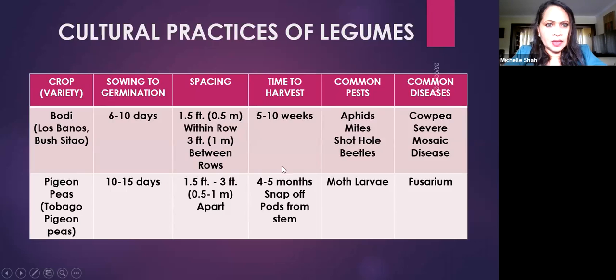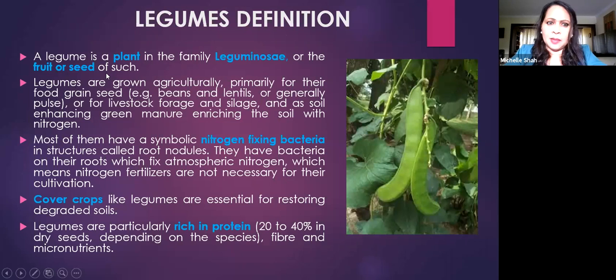The definition of legumes: it's a plant in the family Leguminosae, or the fruit or the seed of such families. Legumes are grown agriculturally primarily for their food grain seed, for example, beans and lentils, or generally pulses. They are used as livestock forage and as soil enhancements, where they supply manure in the form of green manure, which enriches the soil.